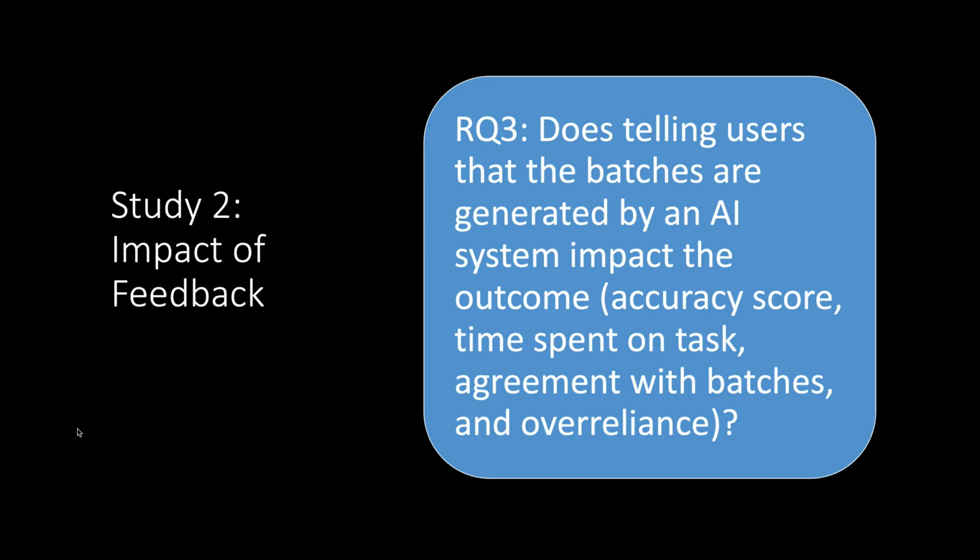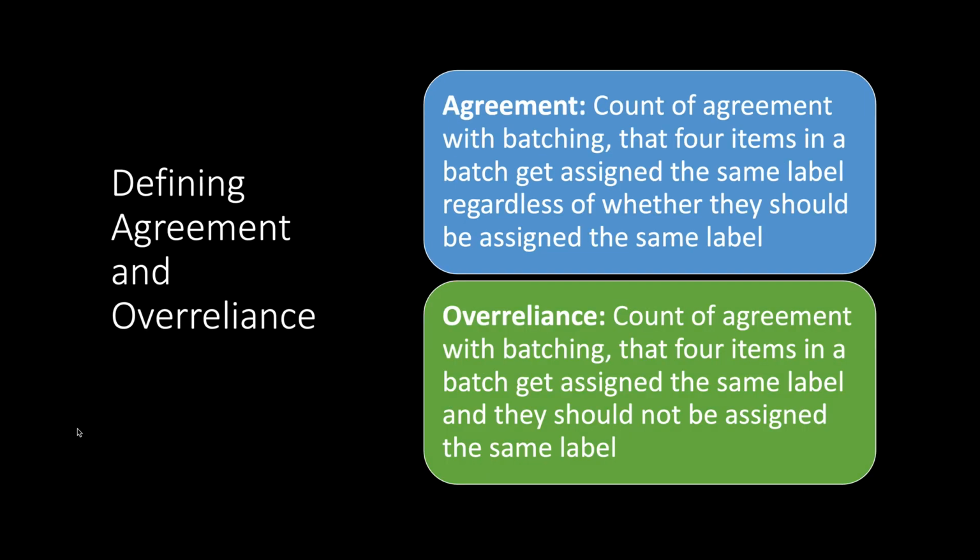We were also interested in whether telling users that the batches are generated by an AI system impacts the outcome of the task. Automation bias is defined as the tendency to over-rely on automated systems. And this issue has been investigated in a number of critical industries, such as medicine and aviation. In a situation of over-reliance, humans uncritically follow recommendations from an automated system without using their own judgment. And this can be harmful because it degrades human-in-the-loop processes, where the human plays an important role in providing feedback.